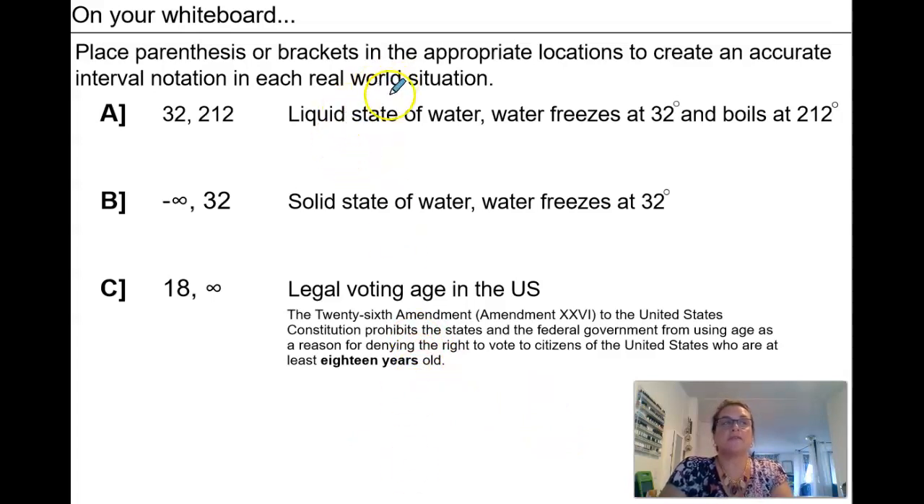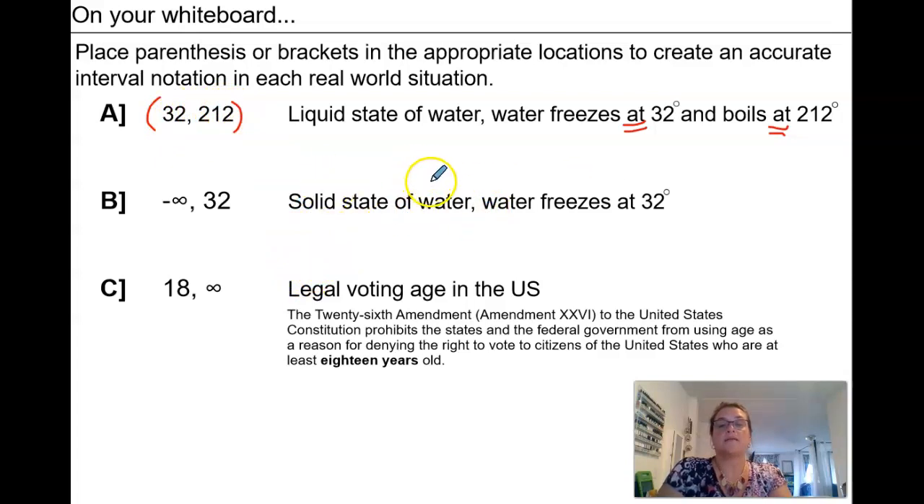So in this first example, we're looking at the liquid state of water when water freezes at 32 degrees. That "at" is important because if it freezes at 32 degrees, it is ice, which is not liquid at 32 degrees. So the 32 would be a parenthesis. Okay, and it boils at 212 degrees, which then it's vapor or steam, no longer liquid. So the 212 then is also a parenthesis. And the liquid state of water is that interval from 32 to 212 non-inclusive.